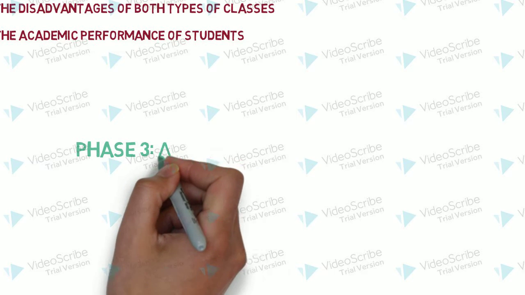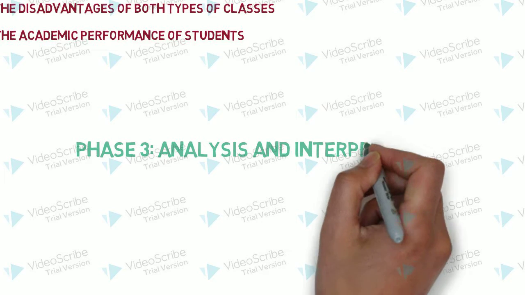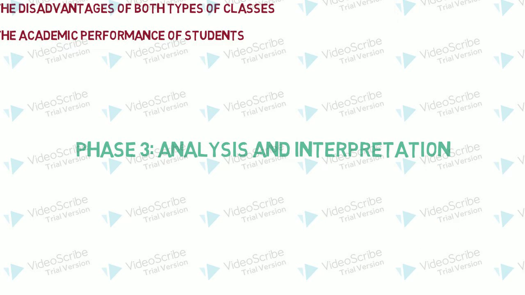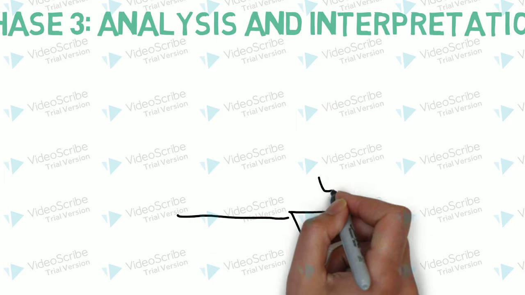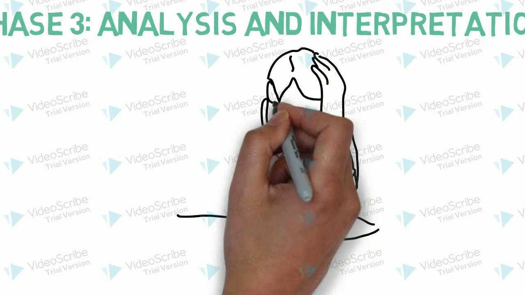In Phase 3, we analyzed and interpreted the data. We made sure that everything collected related back to the research question. Next, we made the conclusion that both types of classrooms provide unique pros and cons, and the way a classroom benefits a student all depends on the field of study and the type of student you are.